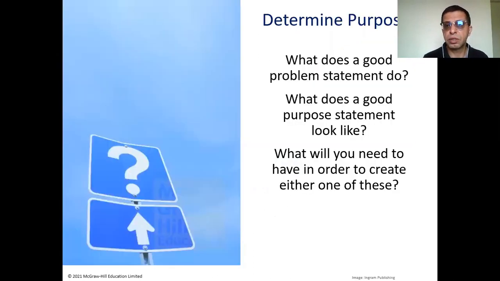Now, we need to determine the purpose for the report. What does a good problem statement do for us? What does a good purpose statement look like, for example? What will you need to have in order to create either one of these, a good problem statement or a good purpose statement?